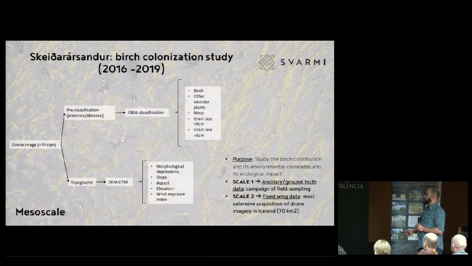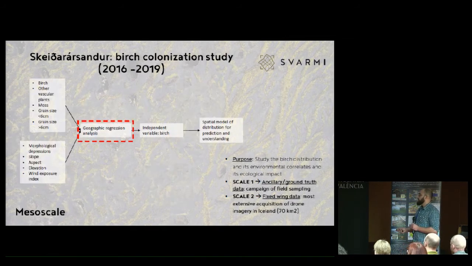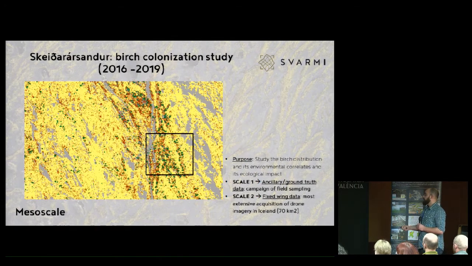The idea with this was, once we have the drone image and the classification into birds, other types of plants, moss, and types of grain size, and we also have the topography derived with the DEM and the DDM, to do a geographical regression analysis and look at the birds as an independent variable, and see how it's related to everything: the slope, the aspect, and other types of vegetation in the area.